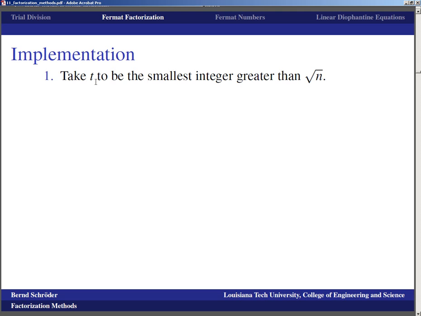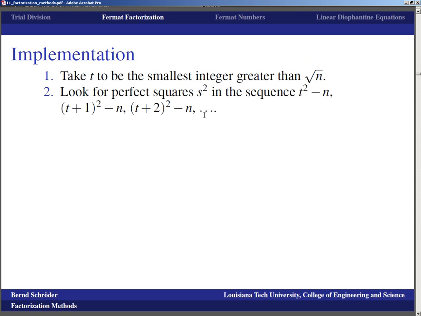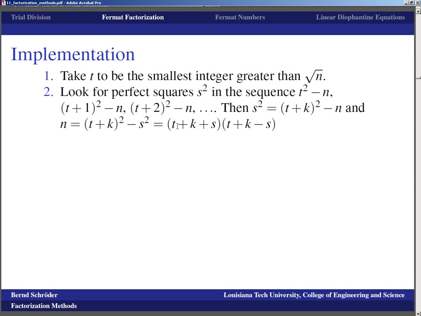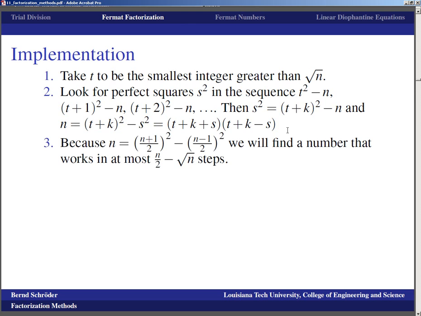And so basically you could start by just taking a number t to be the smallest integer that is greater than the square root of n. And then you just look for perfect squares in the sequence t squared minus n, t plus 1 squared minus n, t plus 2 squared minus n, and so on. And whenever you find a perfect square, well, then s squared equals (t plus k) squared minus n would give you that n is (t plus k) squared minus s squared, and we know that that's (t plus k plus s) times (t plus k minus s).